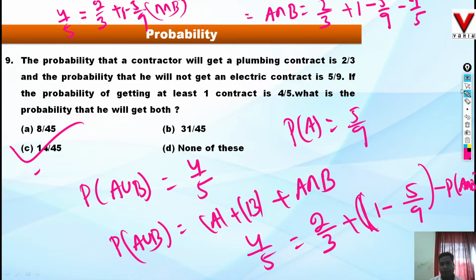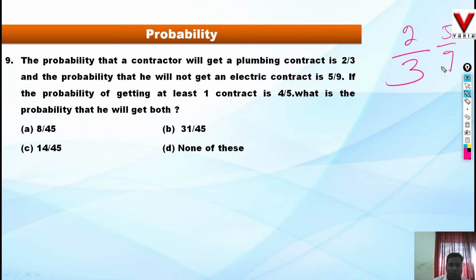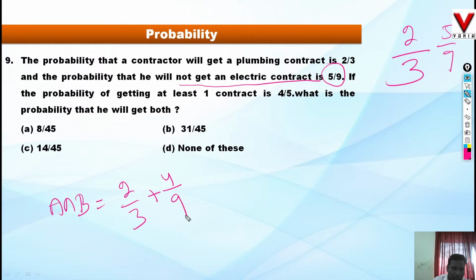The probability that a contractor will get a plumbing contract is 2 by 3. And the probability that he will not get an electric contract is 5 by 9. If the probability of getting at least one contract is 4 by 5, then we can write P(A intersection B) is equal to plumbing contract 2 by 3 plus, he will not get an electric contract 5 by 9, that means he gets the electric contract 4 by 9, so 2 by 3 plus 4 by 9 minus 4 by 5.